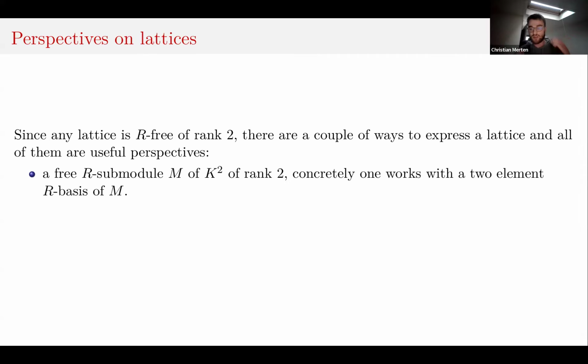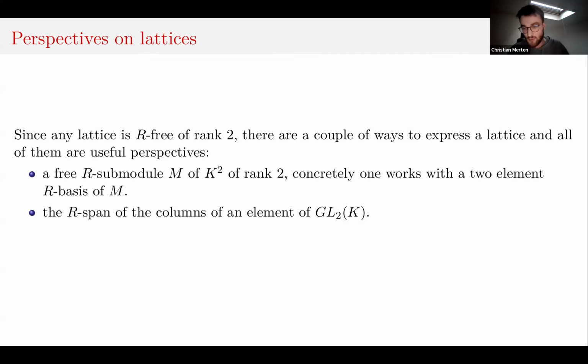If you come from the GL2K acts transitively on this space perspective, then you might take the perspective that a lattice is the span of the columns of some element of GL2K. And if you want to formalize this, then you might want to take the third perspective, namely it's the R span of a K basis of K2. And of course, the first and the third one are very similar. And informally, these would never be distinguished. But in formalization, this really made a difference.